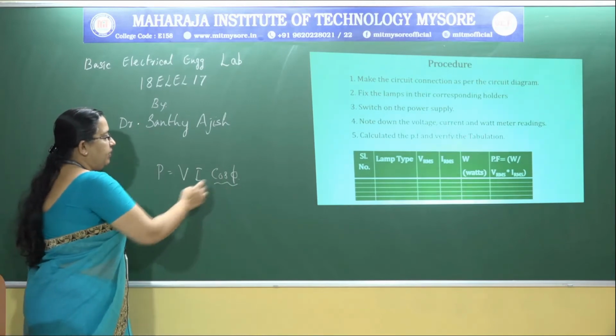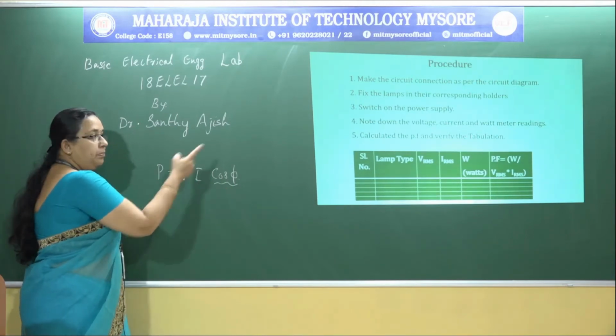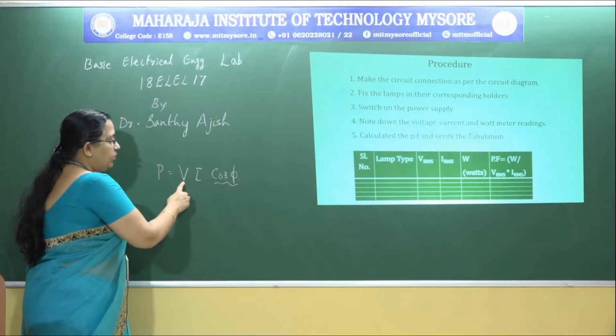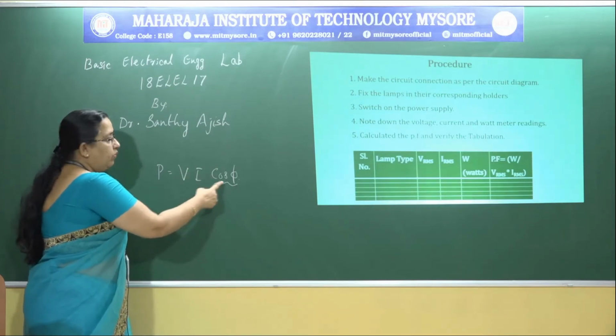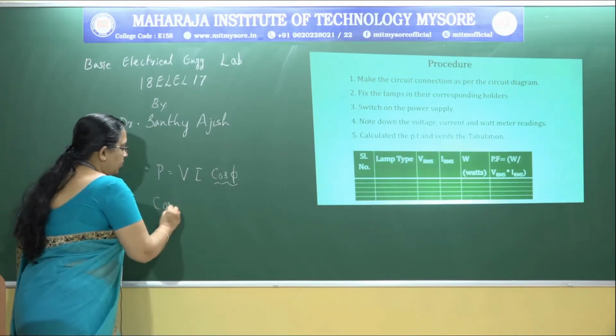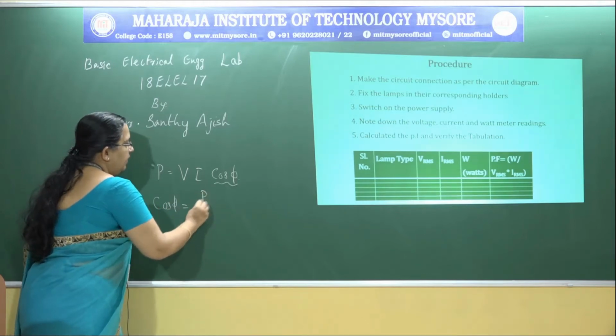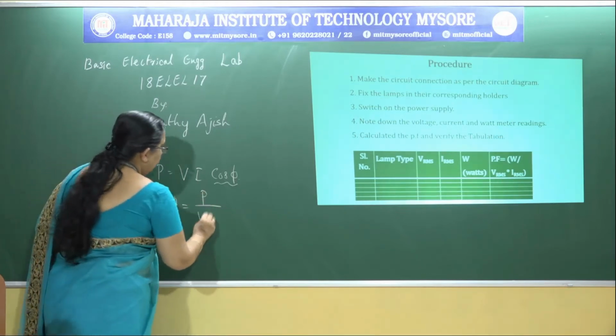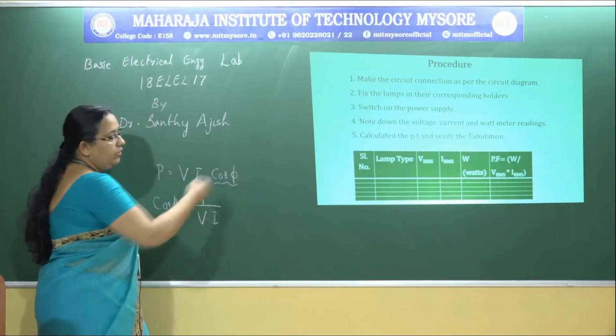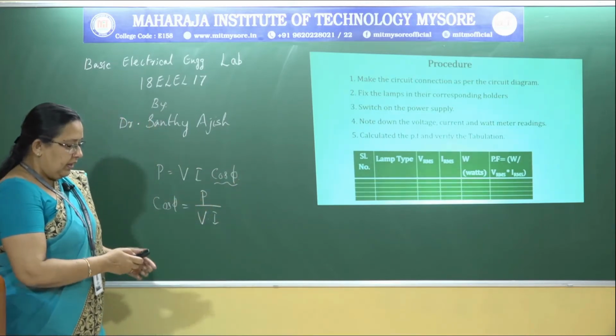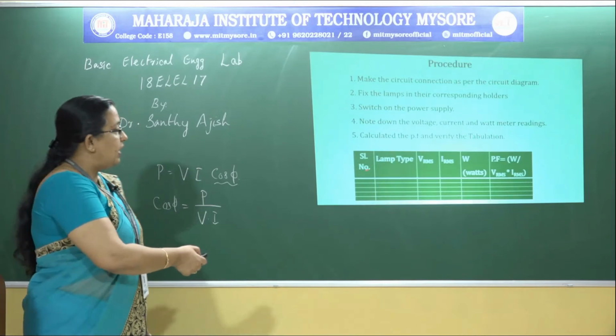So to get the power factor, what we should do: we measure the power by the wattmeter, we know the voltage, we know the current. So what we require is cos phi. So cos phi equals P divided by V into I. So that is what is shown in the diagram in the tabular column.